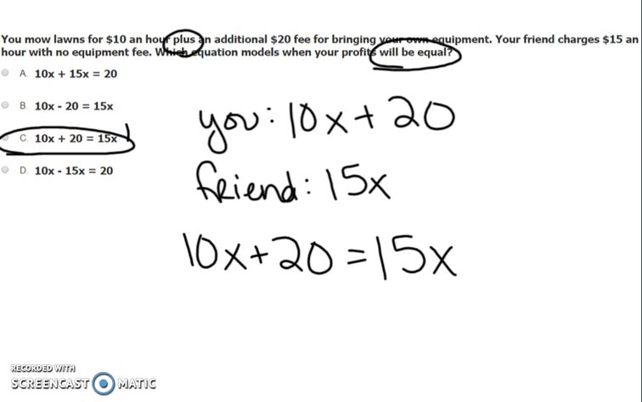Now, a lot of people chose letter B. And the big thing, if you notice about letter B, the only difference is it has a subtraction sign. But make sure you take the time to read what's in the problem. It says $10 an hour plus an additional $20 fee. If it says plus, it cannot be subtraction. Plus and subtraction are two different words. So make sure you're careful about that and paying attention to your signs.